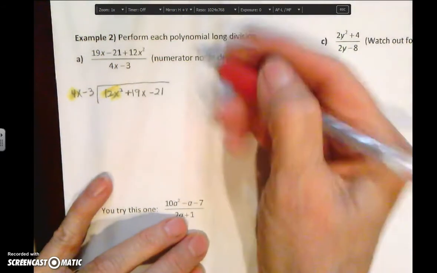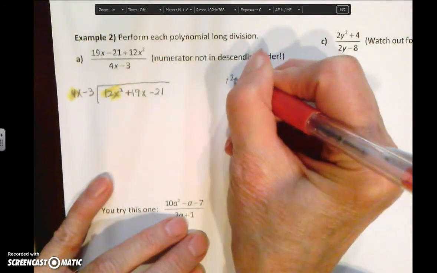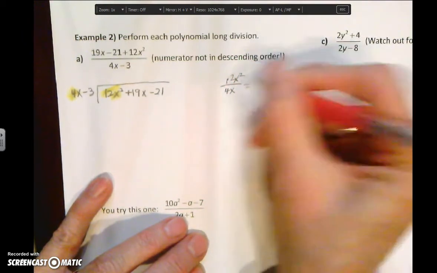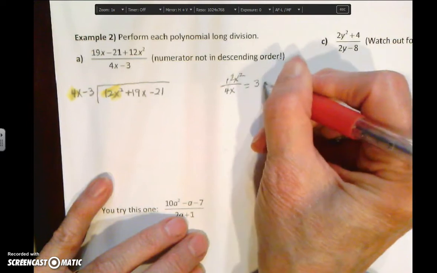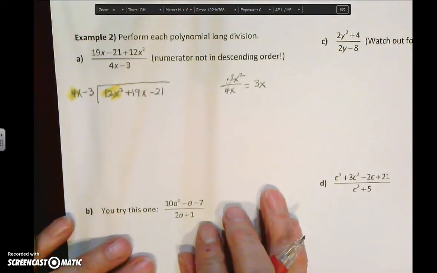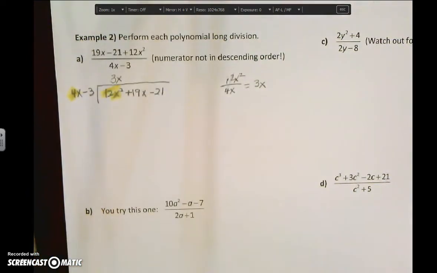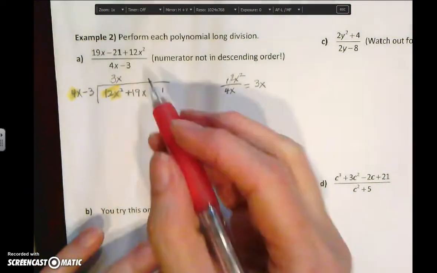So division would look like this. I'm going to have 12x squared. I'm going to divide it by 4x, and that's going to reduce to 3x. So when I divide that, I get 3x. So I'm going to write 3x, that answer, as the quotient.